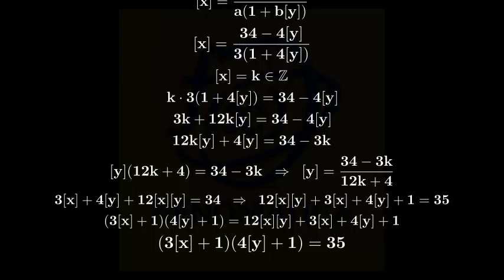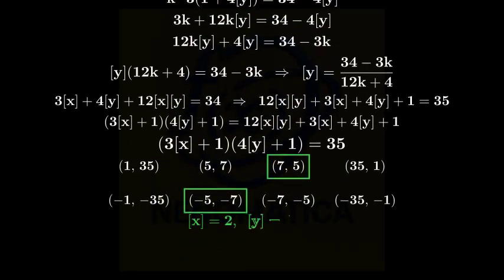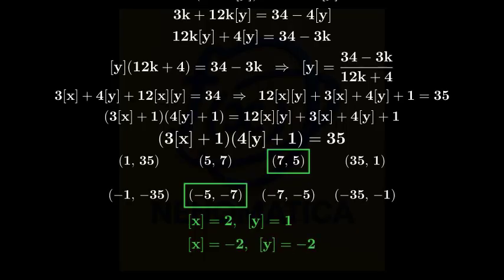Step 4. We list factor pairs of 35, including negatives, because both factors must have the same sign. The pairs are 1 and 35, 5 and 7, 7 and 5, 35 and 1, and the negative pairs, −1 and −35, −5 and −7, −7 and −5, −35 and −1. We now enforce that 3 floor of x plus 1 equals the first factor, and 4 floor of y plus 1 equals the second factor. We keep only those pairs that produce integer floors.